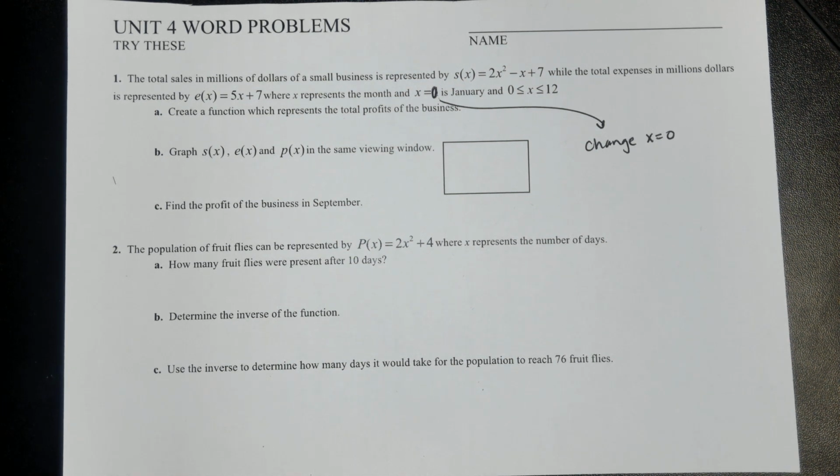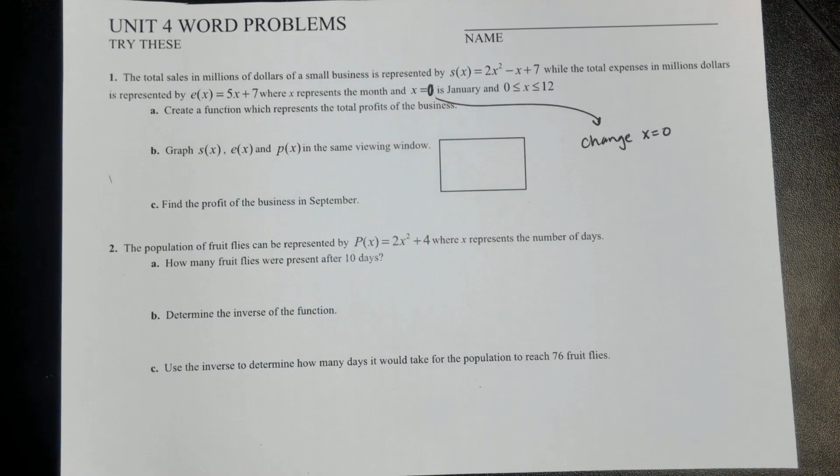The total sales in millions of dollars of a small business is represented by the following equation, while the total expenses of $1 million is represented by the second equation, where X represents the number of months. At this time, please change where X equals 0 instead of X equals 1. Please change that on your paper.